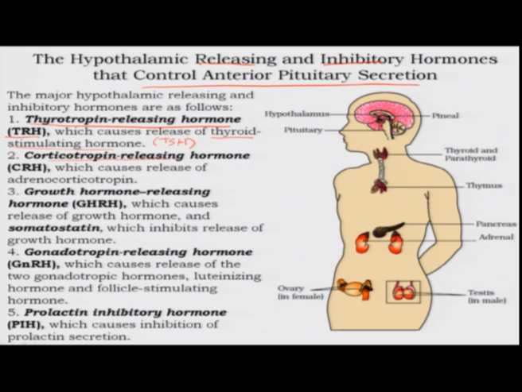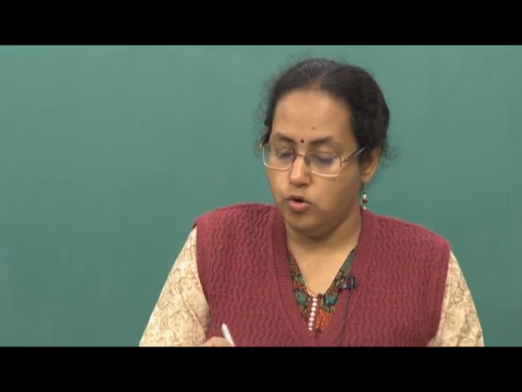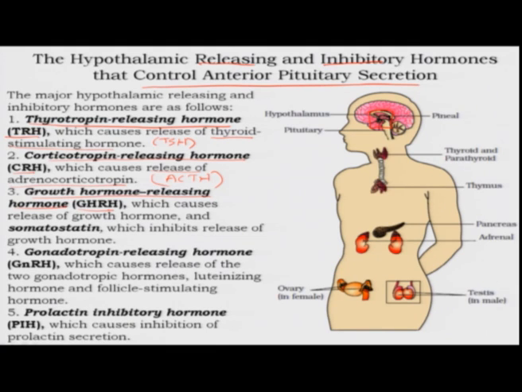Then corticotropin releasing hormone or CRH causes the release of ACTH from the pituitary gland. So, here we are talking about this region of the brain and all the local activity that is taking place here. Then growth hormone releasing hormone, GHRH, the name says it, also causes the release of growth hormone from the anterior pituitary. And now comes one inhibitory hormone which is called somatostatin, which inhibits the release of growth hormone. So, growth hormone has two regulators, a releasing hormone and an inhibitory hormone, both from the hypothalamus.